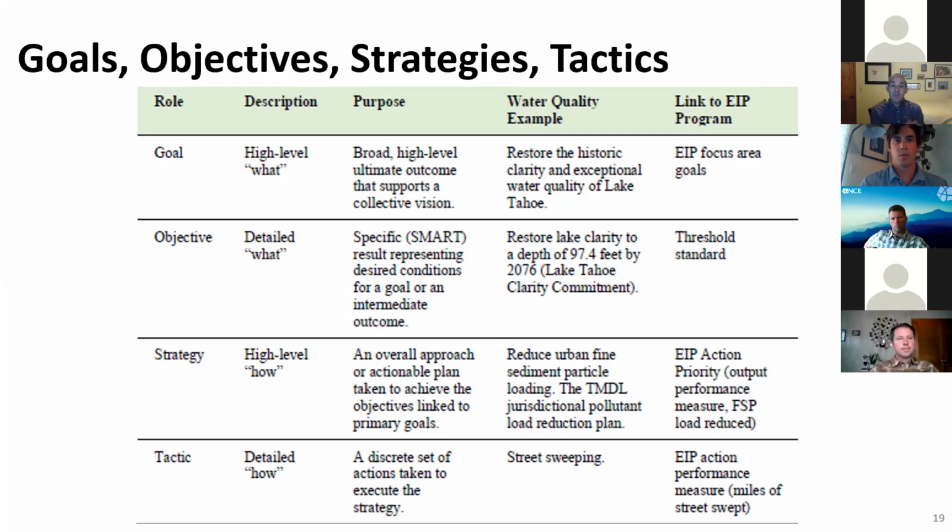Under the strategies, we have the specific tactics that we employ in order to get there. So how do we reduce pollutant loads? We do things like street sweeping. We install curb and gutter on our streets. We do the whole suite of activities that allow us to reduce overall loading.